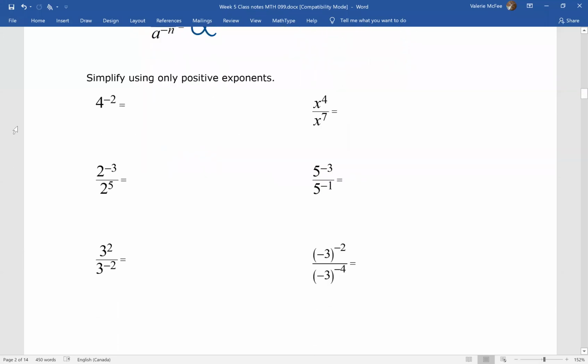What you're going to find in my math lab and in your e-text is that you're always going to be asked to write your answers using positive exponents. I suggest making your exponents positive first.